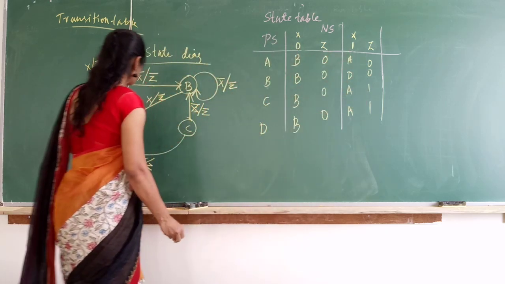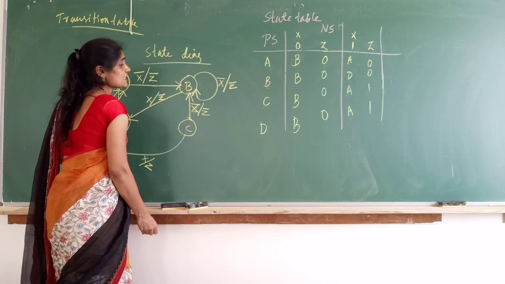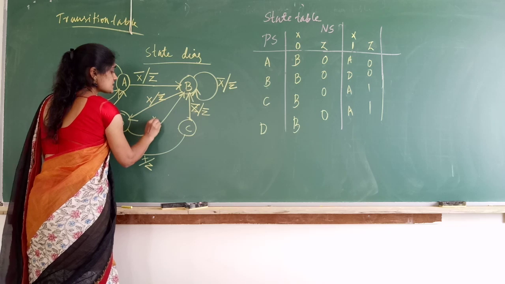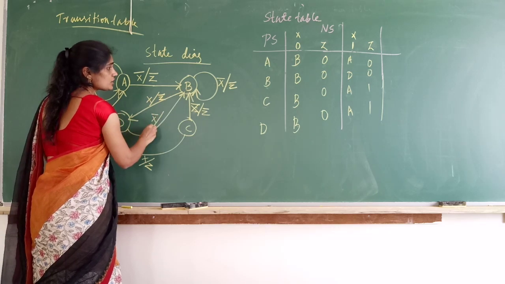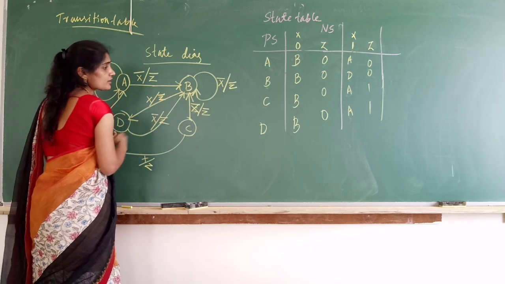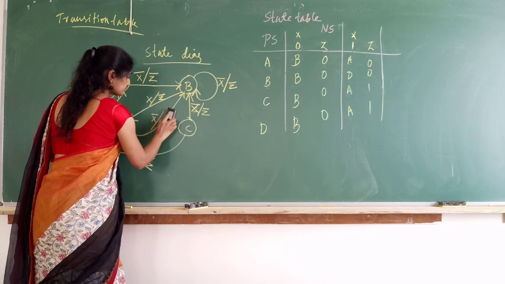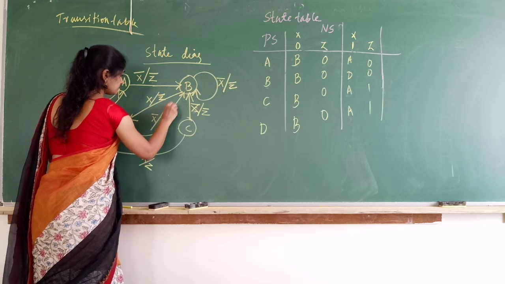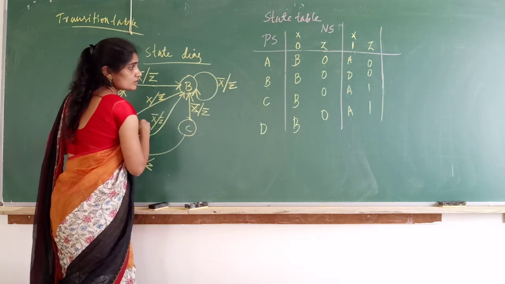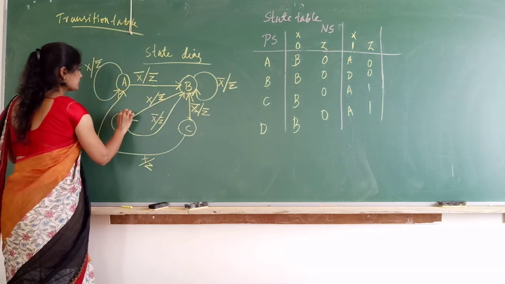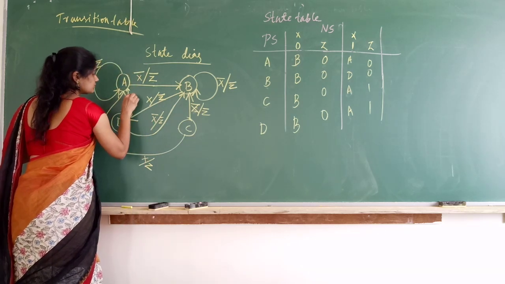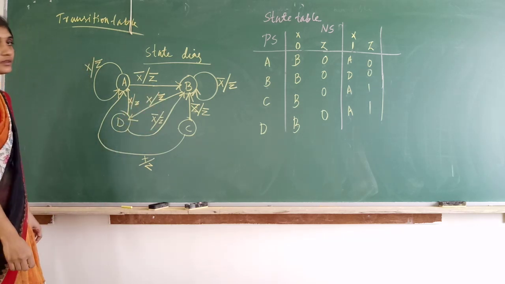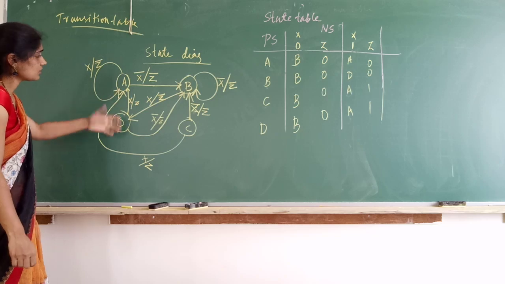The last state, when the present state is D. When x is 0, transition to B. What is the output? 0. That is z bar. So when x is 1, transition to A. What is the output? 1. So x slash z. You can write like this also, however you want.